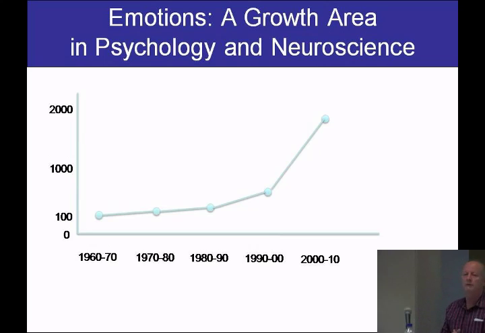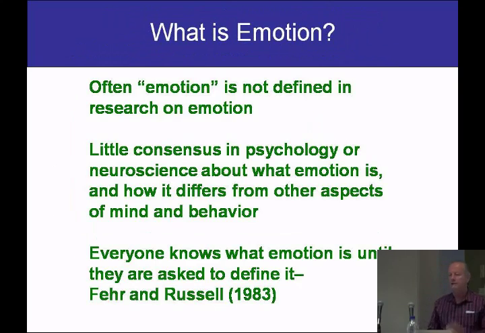So emotion has become a very popular topic in neuroscience and psychology. This is just a standard kind of thing you'll see where you go into the literature and see how many hits you get in different decades, and it's really jumped up in the last decade. But as I said earlier, what people mean by emotion is often not described in these papers. In fact, there's little consensus in psychology or neuroscience about what emotion is and how it differs from other aspects of mind and behavior. Famous quote is, everyone knows what emotion is until they're asked to define it, and if we went around the room, you'd all have different points of view.